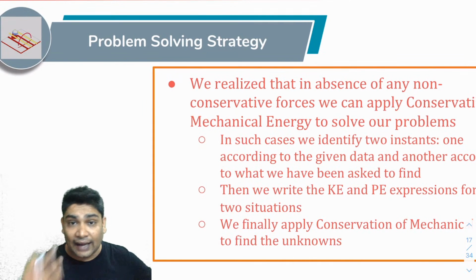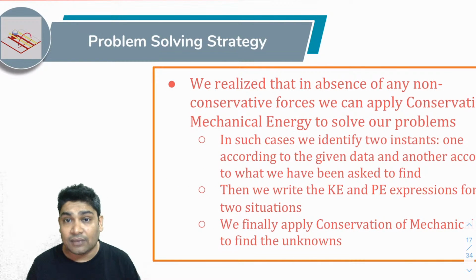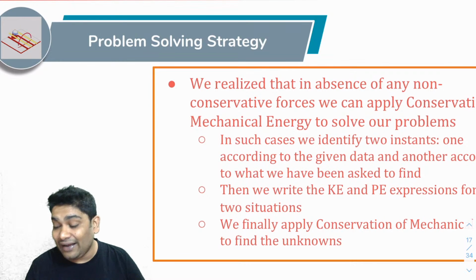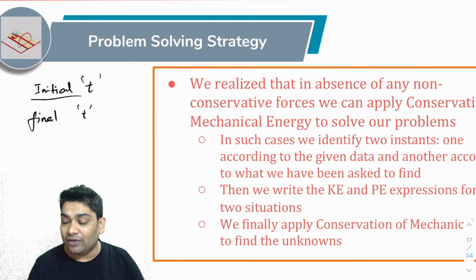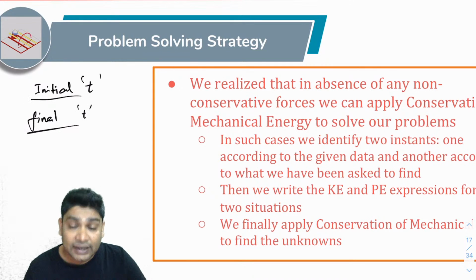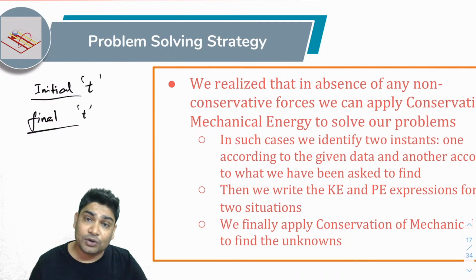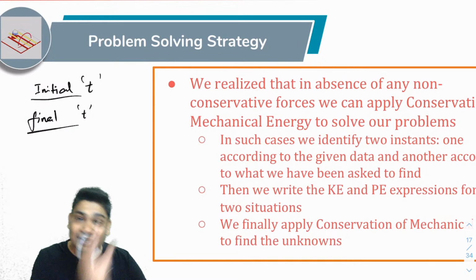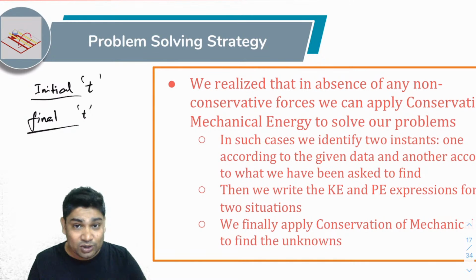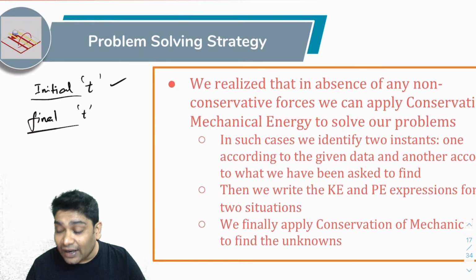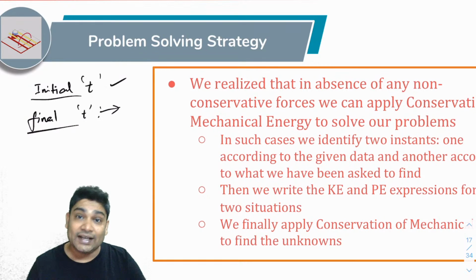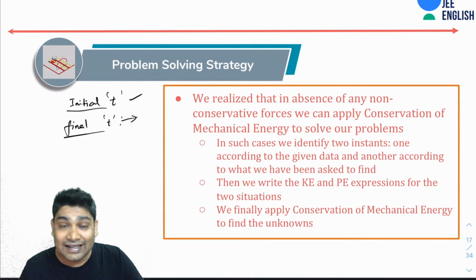So whenever you're applying either energy conservation or even work energy theorem, you have to identify some initial instant, some initial T and some final T. So two situations you have to identify between which you are going to apply this. The initial T would usually be according to the data, whatever is given. So you must be given some initial conditions: initially, this is the case, this is how the situation is. So usually you will take that as your initial T. Final T, you will decide according to what is asked. Okay. So that is the most important.